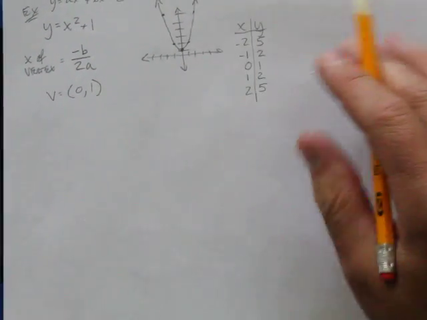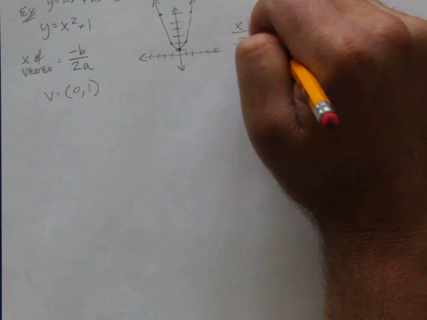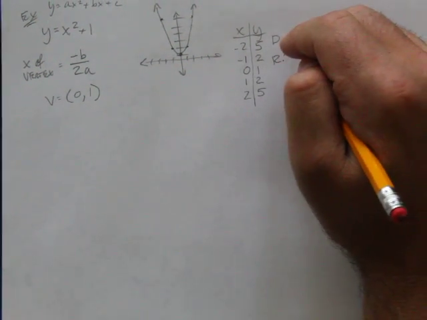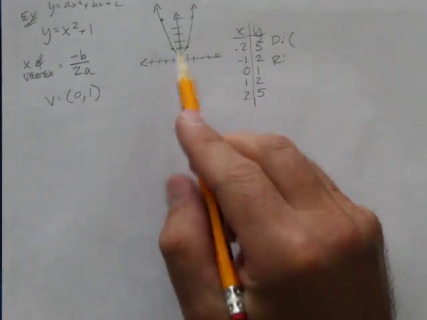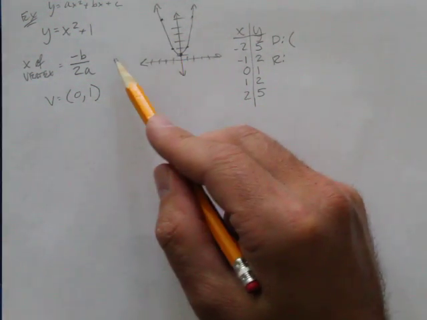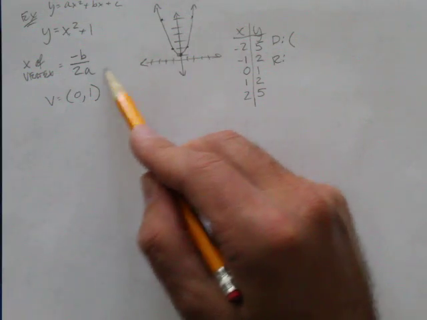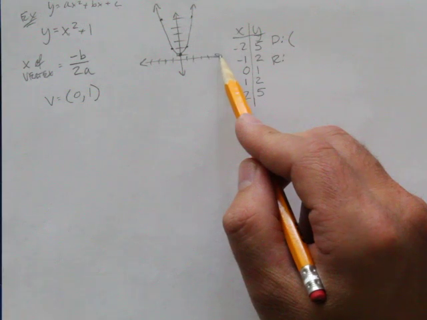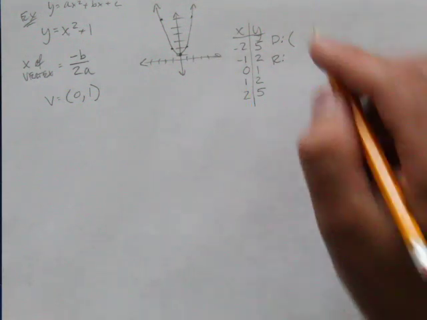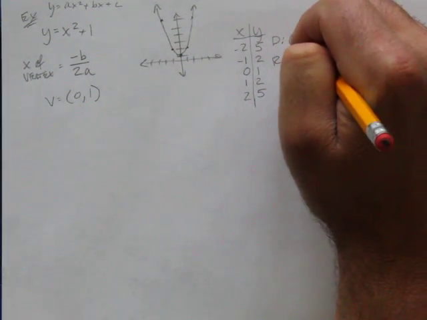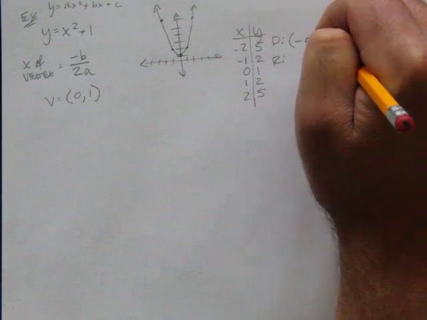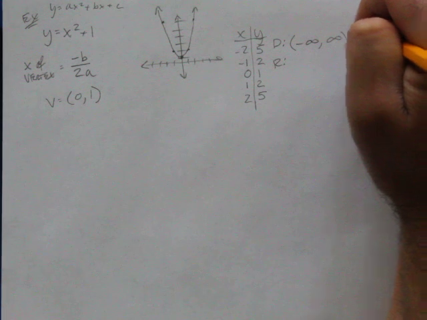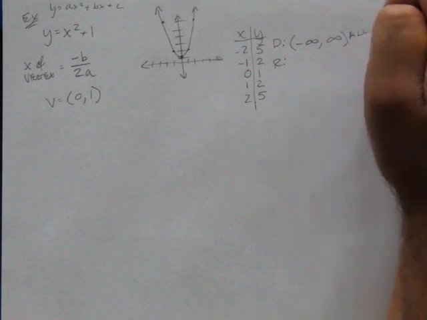Now let's talk about the domain and the range of this parabola. My domain is all the included x values. This is going to go forever to the left, so all of these x values will be included on this graph. And it's going to go forever to the right, and so all of the positive x values are going to be included as well. So my domain is negative infinity to positive infinity. Or you might see it as all real numbers.